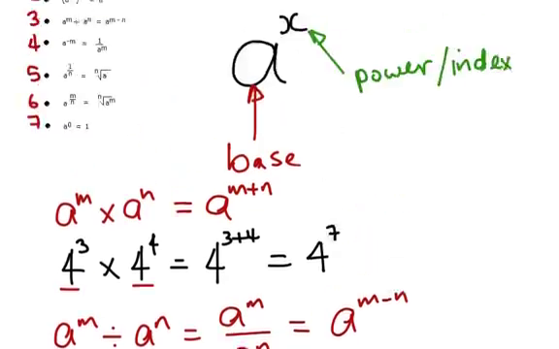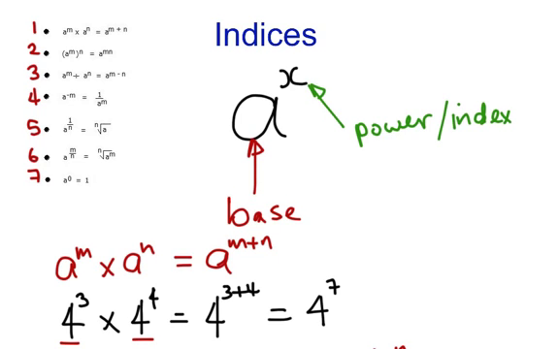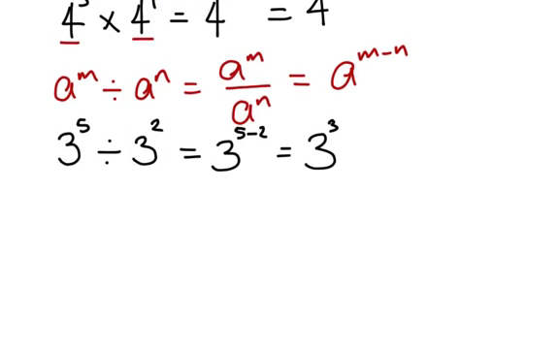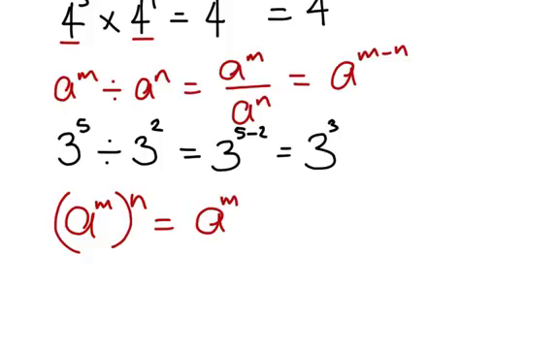Alright, let's move on. We're going to now move on to law number 2. And law number 2 basically says if I have a number to a power, and those are in a bracket, and the bracket itself has a power, then what I do is rewrite the base and multiply the powers. Just multiply the powers.